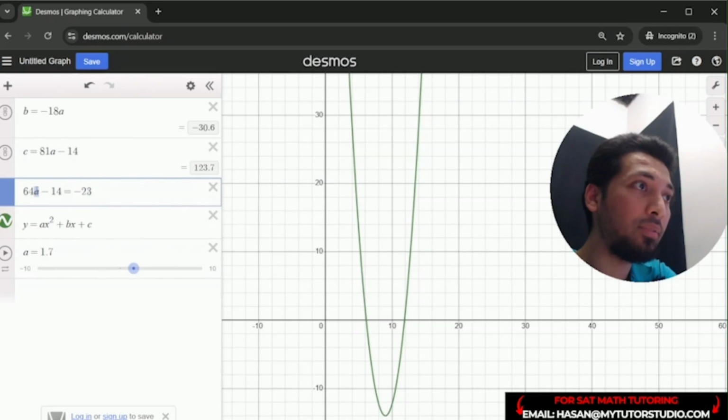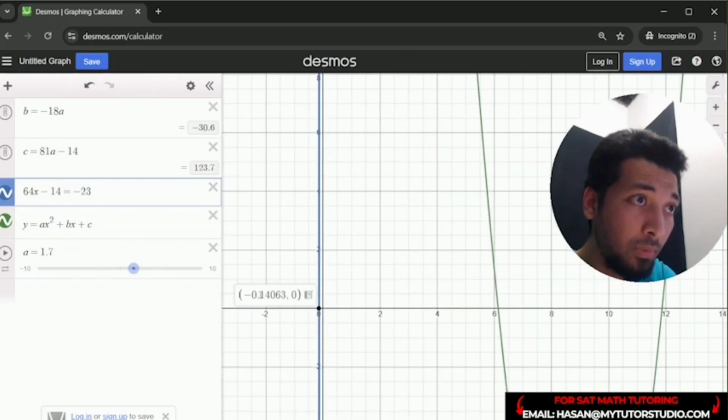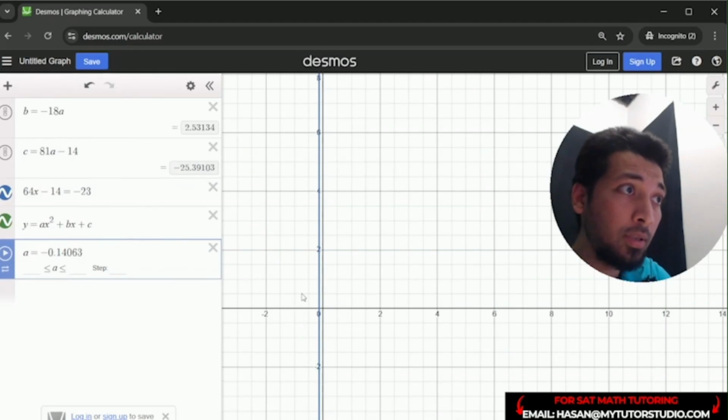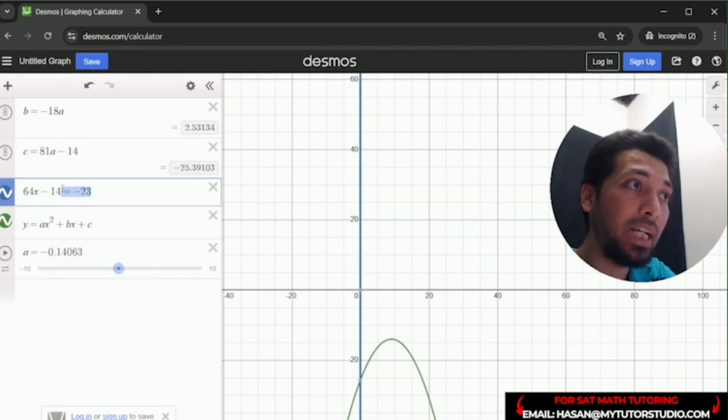Now, to find the value of a, I'll simply use x. So if you use x, this is negative 0.14063. That's what I'll just put over here. Now you can see that this is the graph that I'm getting. So it cannot be option A. It cannot be negative 23 because the graph is not touching the x-axis at 2 points.